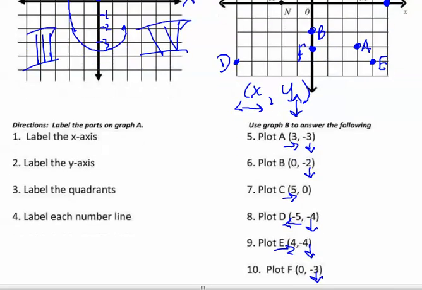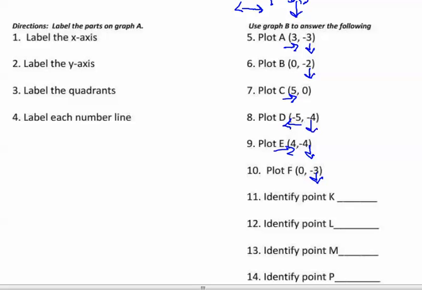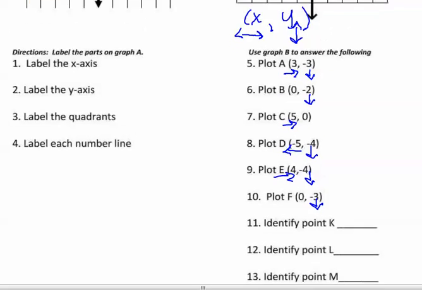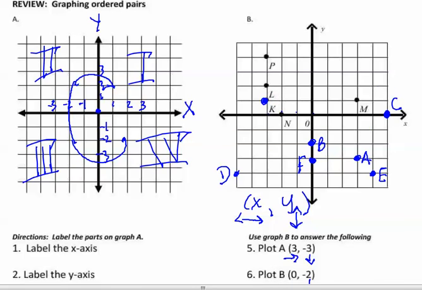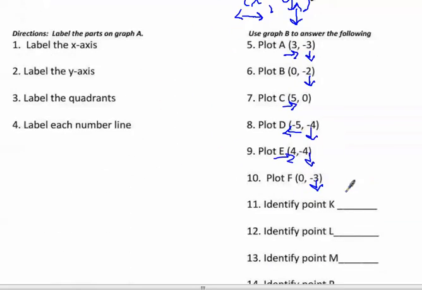Now if you're going backwards and reading a point, or finding a point and then labeling it, you have point K, which is here. So starting from the origin, I'm going 1, 2, 3 units left, so that's a -3, and then up 1 unit, so it's a +1. So that's -3, +1.